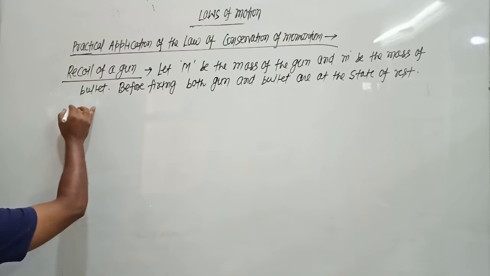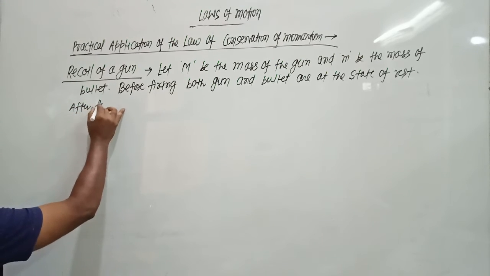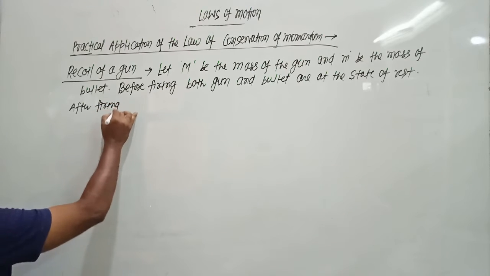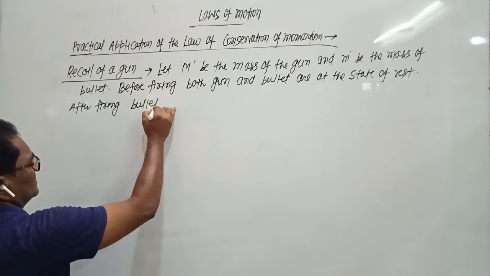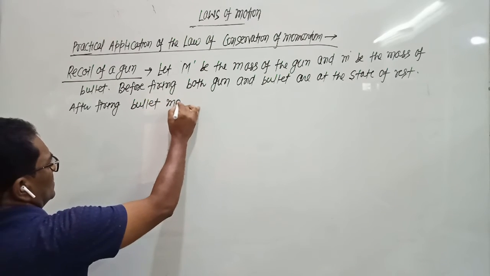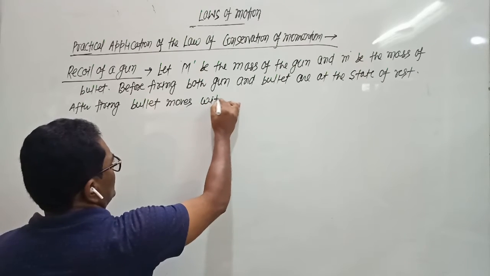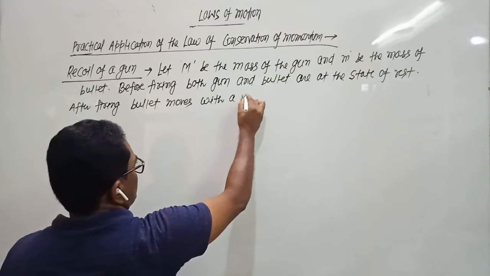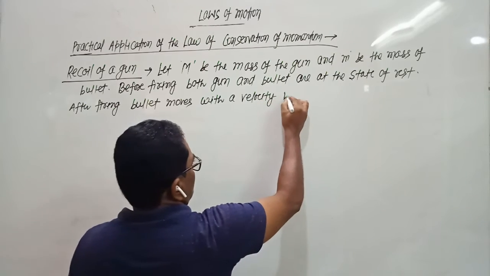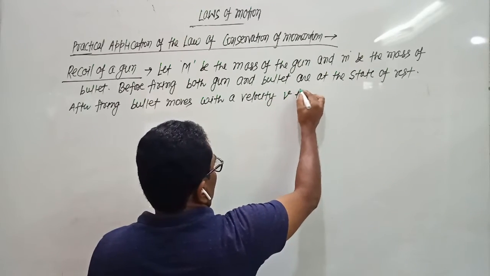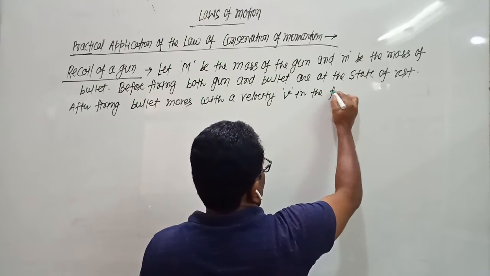After firing, let the bullet move with a velocity small v in the forward direction.